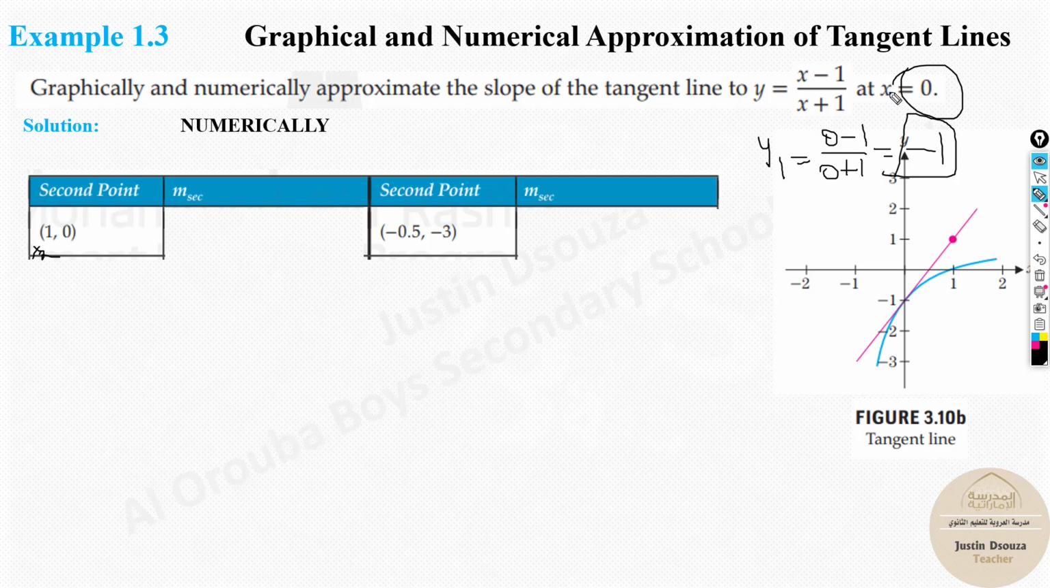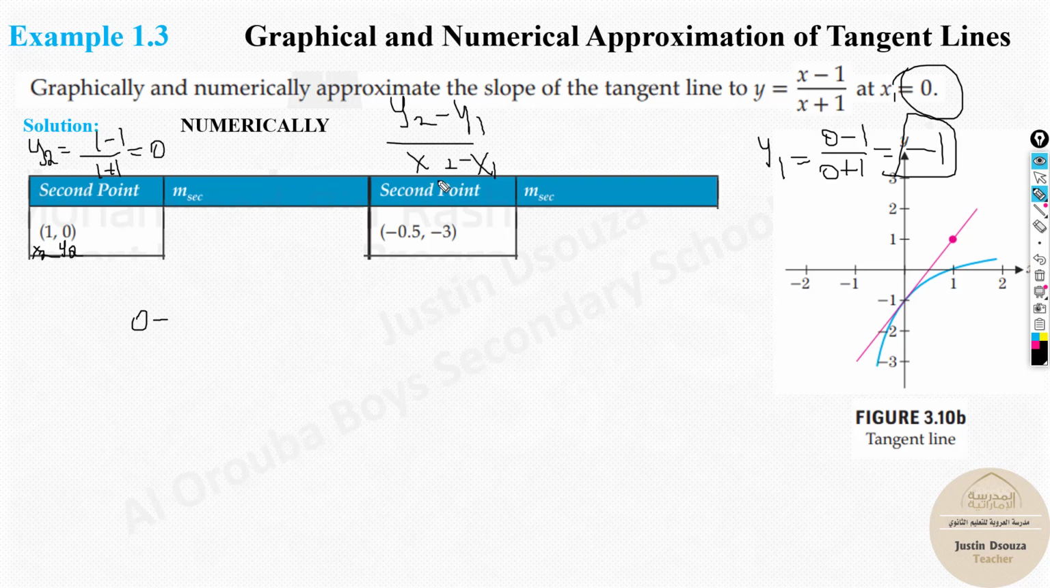Now take a value which is closer to 0. Yes, 1 is obviously closer, so substitute. X2 is 1, y2 would be, instead of x you're substituting 1. Now 1 minus 1 divided by 1 plus 1, it'll be 0 by 2. The answer is 0, so you get y2 as 0. Now you use the slope formula, y2 minus y1 by x2 minus x1.